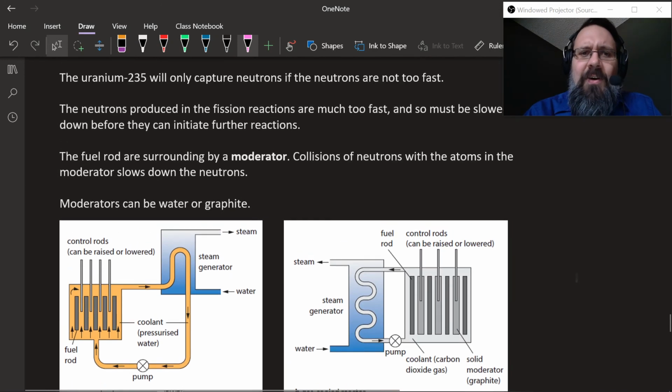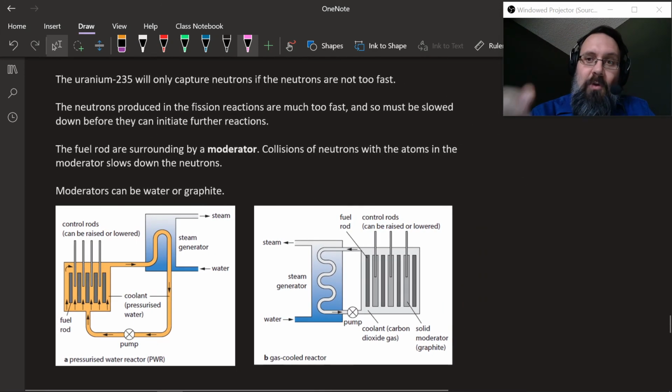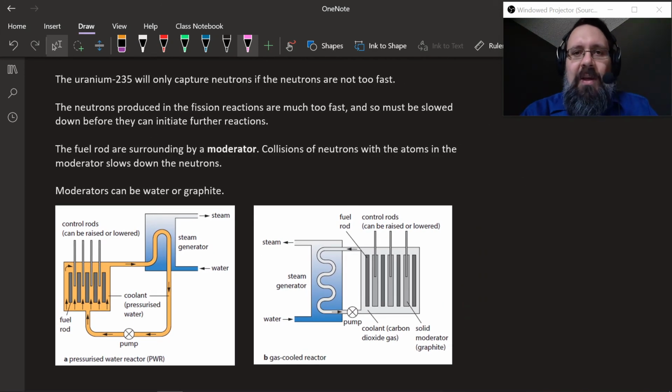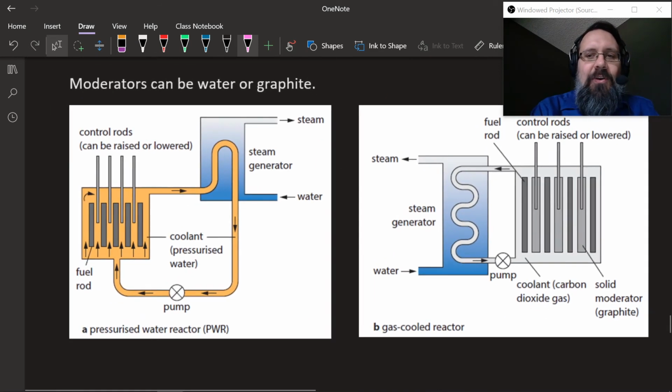The second thing you need to know is that uranium-235 will only capture neutrons if the neutrons are not going too fast. If the neutrons are going too fast, it's not going to capture them. It won't fission from it. You need those neutrons to go slow. So that means you need to add a material into the reactor that will slow down the neutrons. And that material is the moderator.